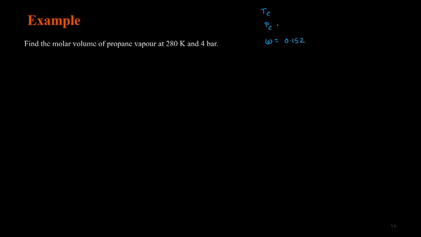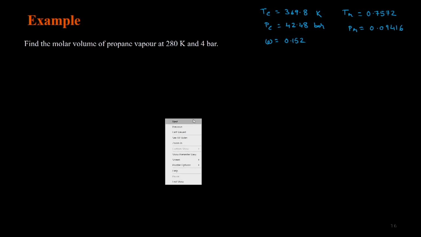For propane, omega is 0.152, Pc is 42.48 bar, and Tc is 369.8 Kelvin. Once I have these values, I can calculate TR and PR. TR in this case turns out to be 0.7572. This is T over Tc. And PR is 0.09416. This is P over Pc. Once I have TR, PR, and omega, I can go back to the tables and look for the value I'm after. So 0.7572 is my TR.